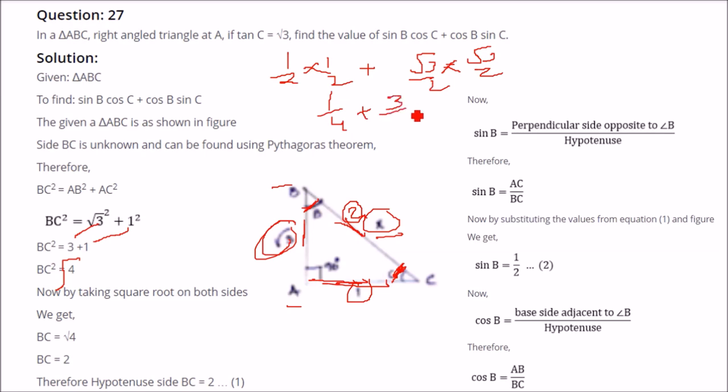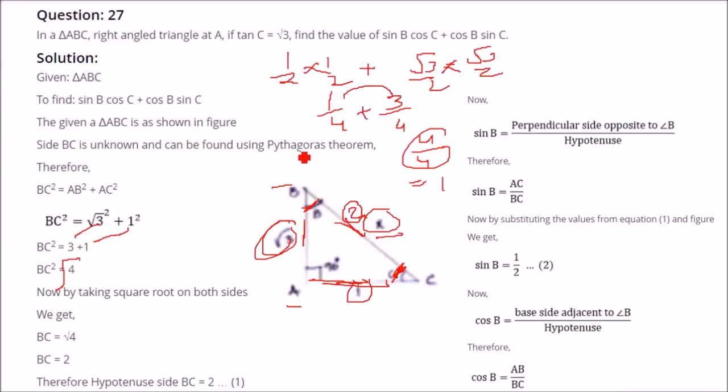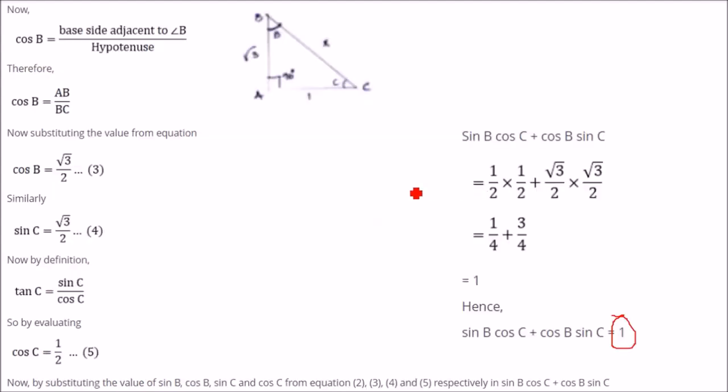And root 3 is 3. 2 is 4. So 3 plus 1 is 4. And 4, that is 1. You get 1. This is how you get 1. So when you are doing actually in the examination or copy in your notebook, then you have to follow all the procedure. I'm just telling you because this is the approach you have to adopt.